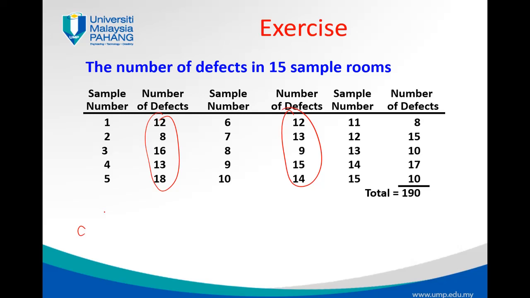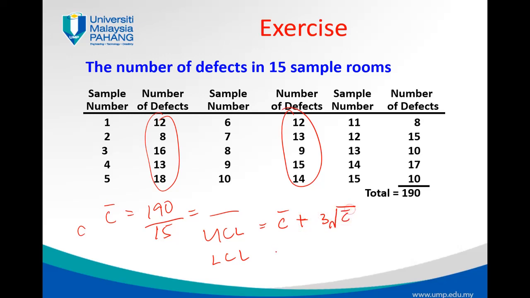Okay, so again you calculate the number of defects, 190, and you calculate the C bar, dividing by 15, so you get the value, and from there you can calculate UCL and LCL. C bar plus 3 square root of C bar.